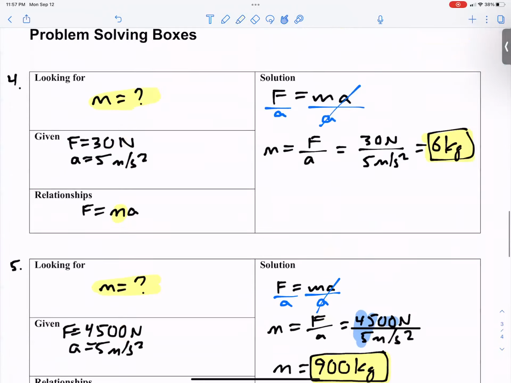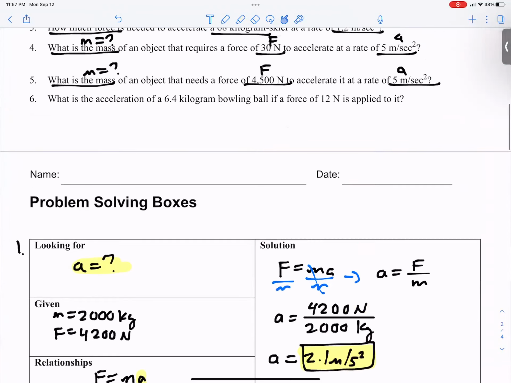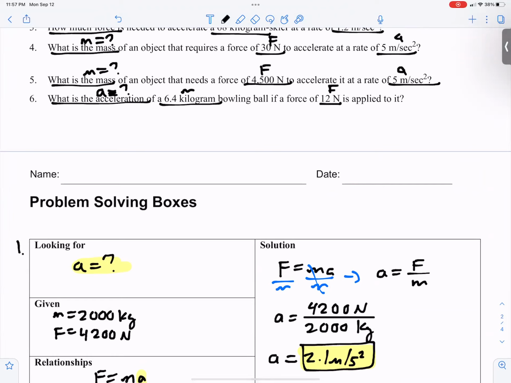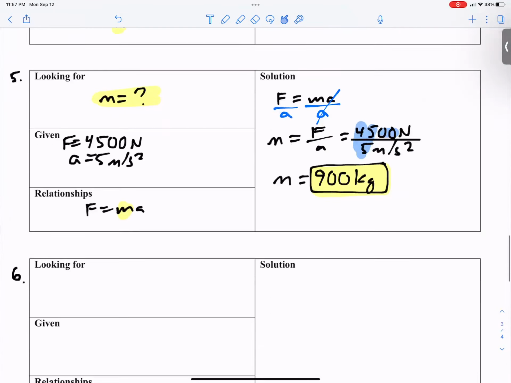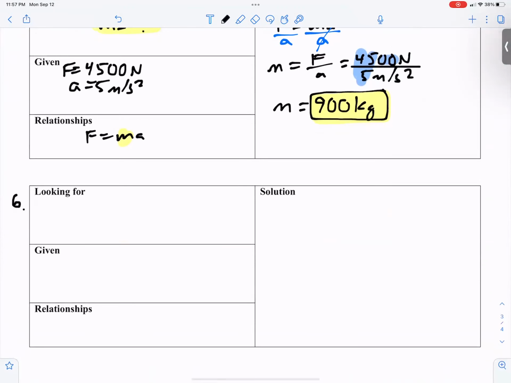Okay, and finally, last question. It says, what is the acceleration? We're looking for A. A 6.4 kilogram bowling ball, there's the mass, with the applied force of 12 newtons. So 6.4 and 12. So 12 newtons is the force, 6.4 kilograms is the mass, and we're looking for acceleration here like we did in the earlier problems.